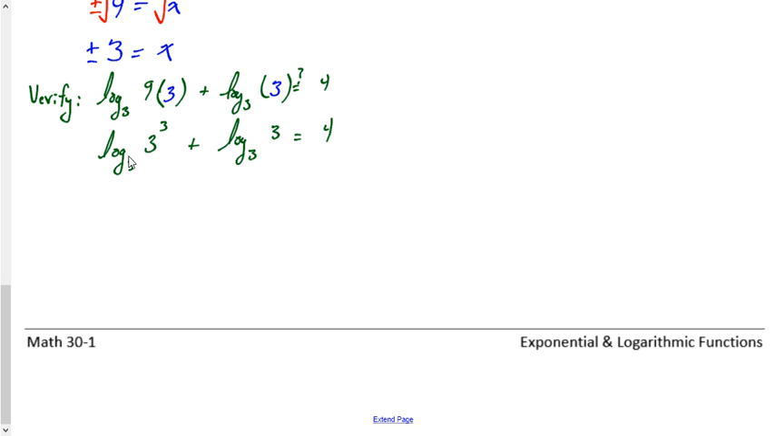Well, the logarithm says if I was to rewrite the 27 as a power base 3, which I did, the value of the logarithm is the exponent. So this exponent is the value of the logarithm. Here I have an exponent of 1, so there I have a plus 1. Is that equal to 4? Yes, it is. 4 is equal to 4. And so my solution of x equal 3 is perfectly acceptable.